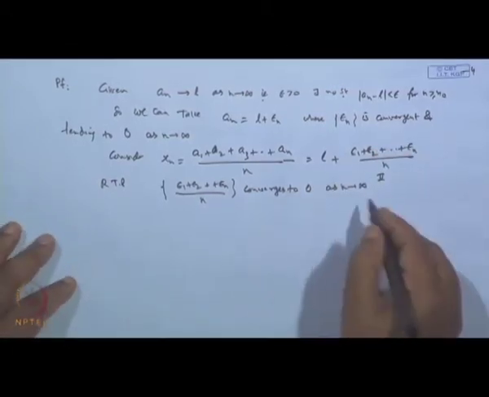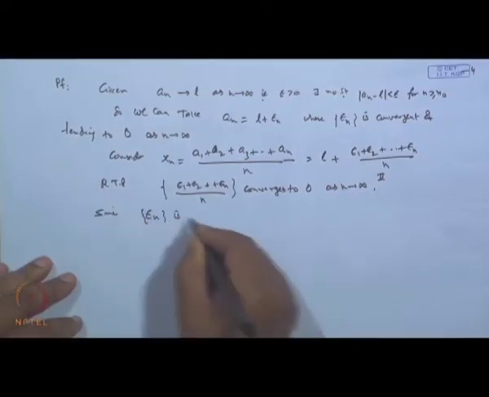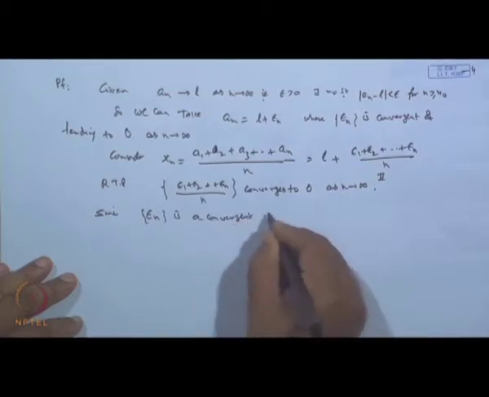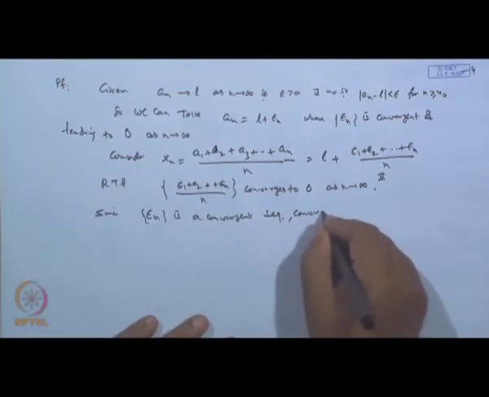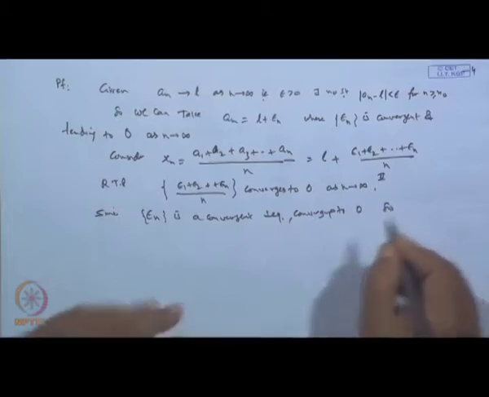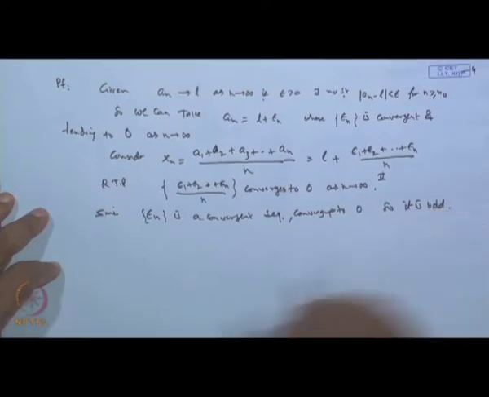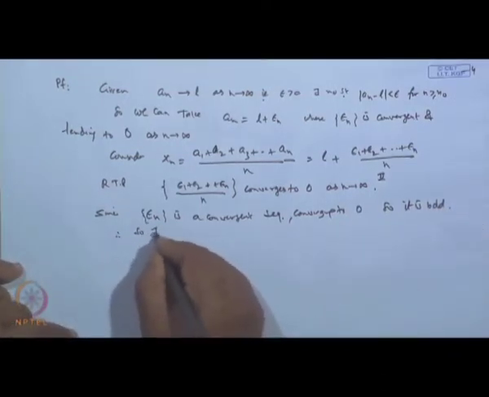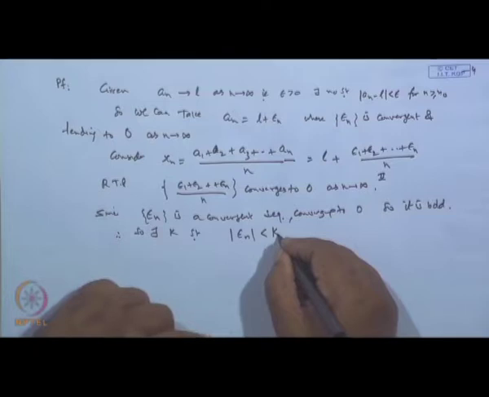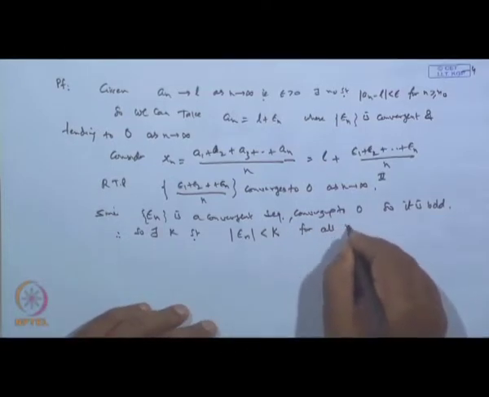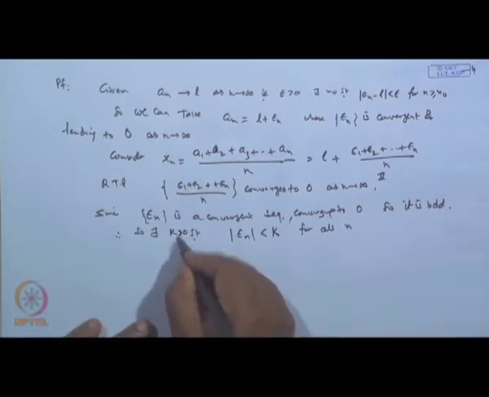Okay. Now, since epsilon n is a convergent sequence, converging to 0, it is a bounded sequence, because every convergent sequence is bounded. So, there exists a k such that mod of epsilon n is less than or equal to k for all n. There exists a positive k.